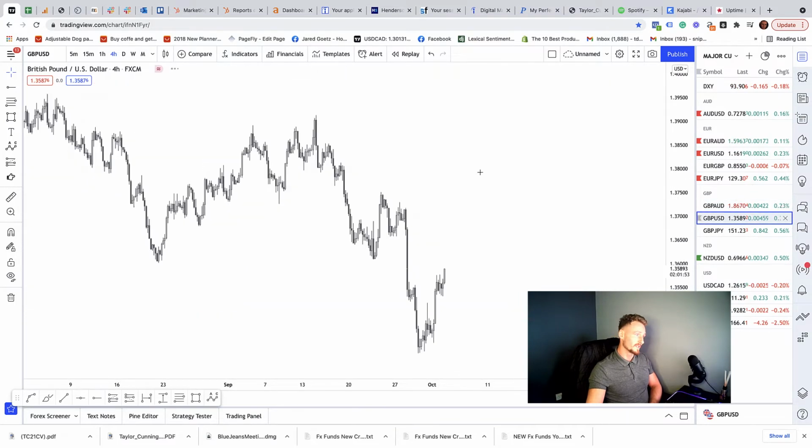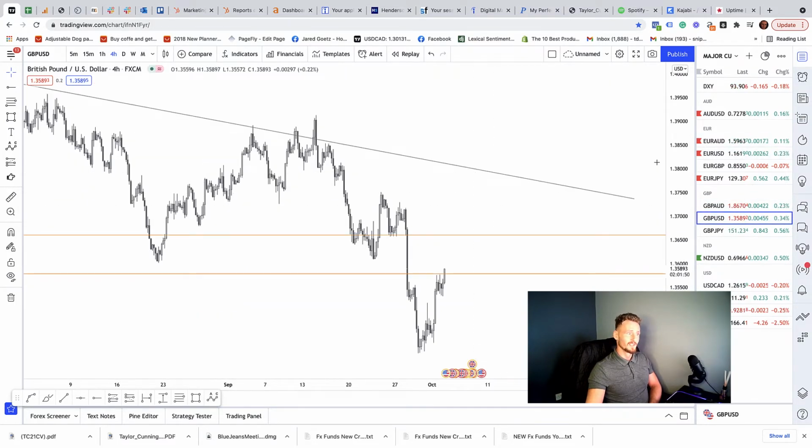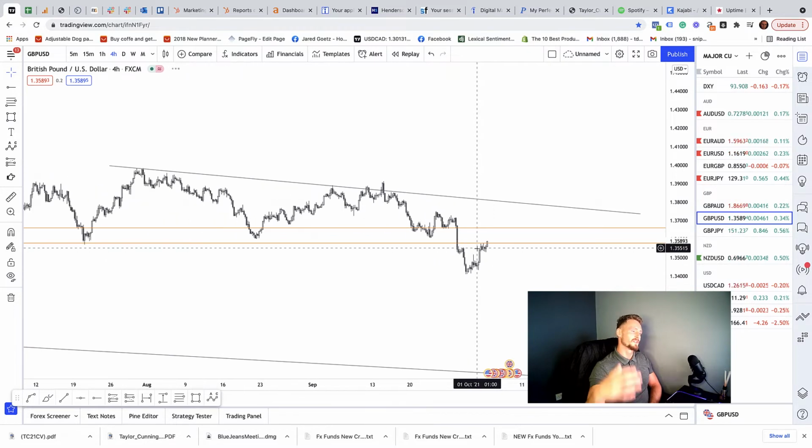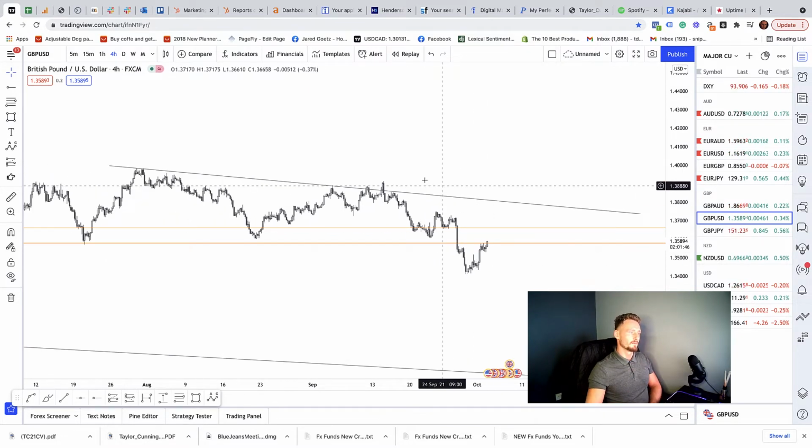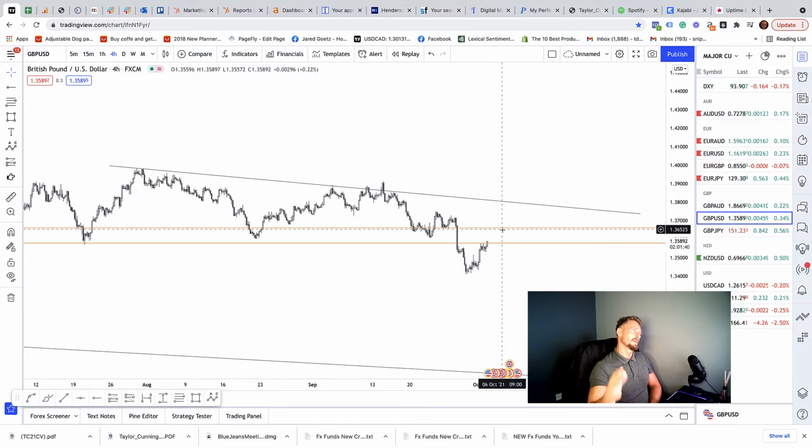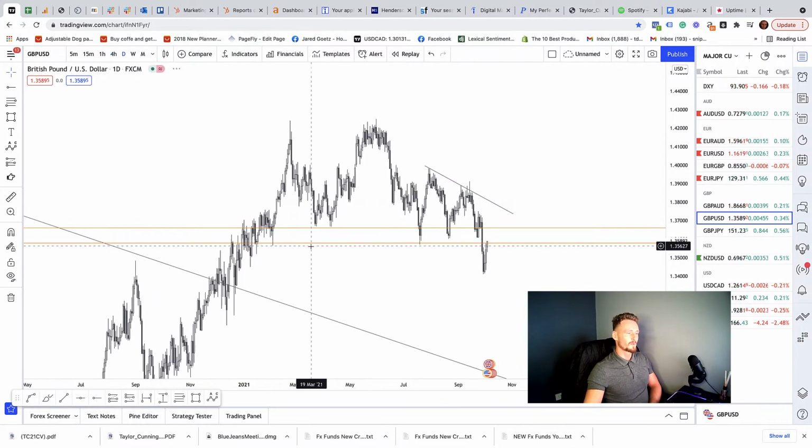So GBPUSD. Again, more conflicting information. The dollar is strong, but of course GBPUSD is pushing up. Now this could just be a pullback, and then it could coincide with the dollar being strong, and we could make that next move down. But where would we make that next move down?